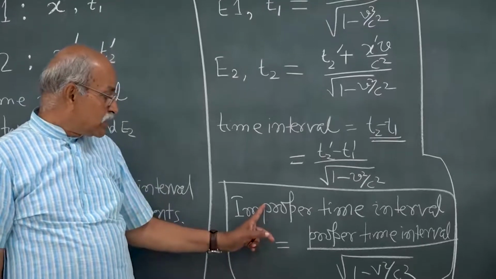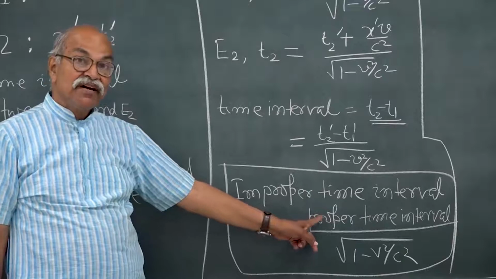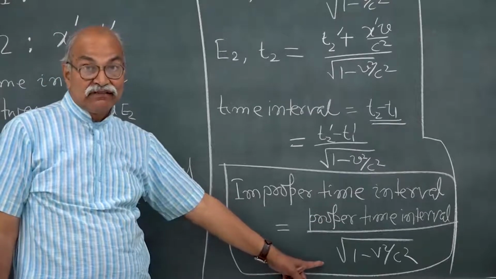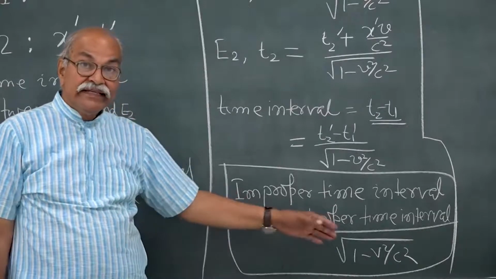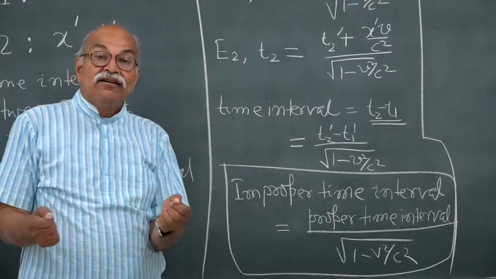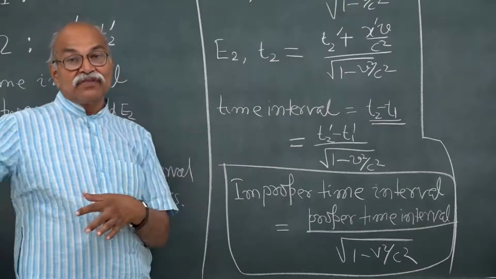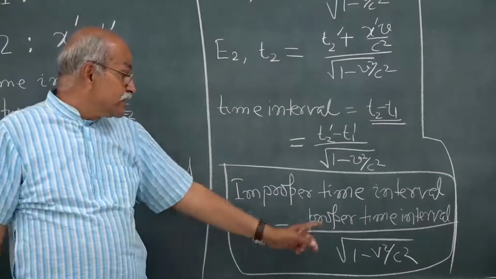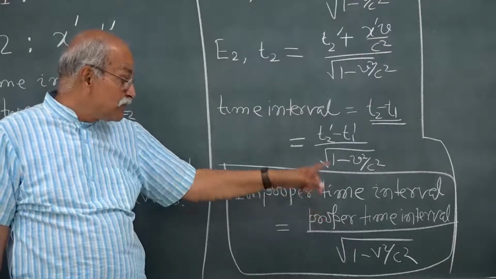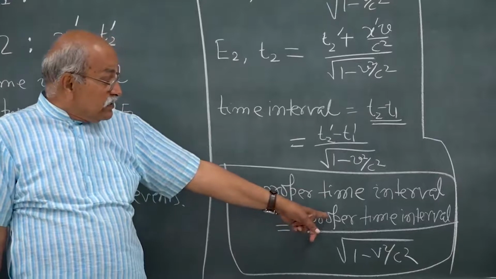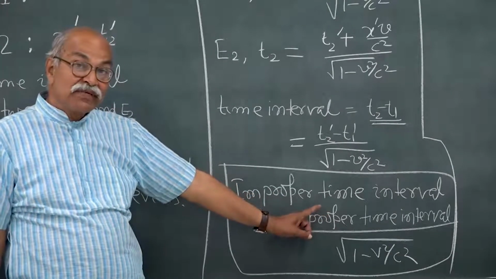So the improper time interval is greater than the proper time interval. You are dividing by a number which is less than 1. So the proper time interval is the smallest of all time intervals that you can measure from different frames. The smallest is the proper time interval, and it is the time interval from a frame, I repeat, in which the two events have taken place at the same position.